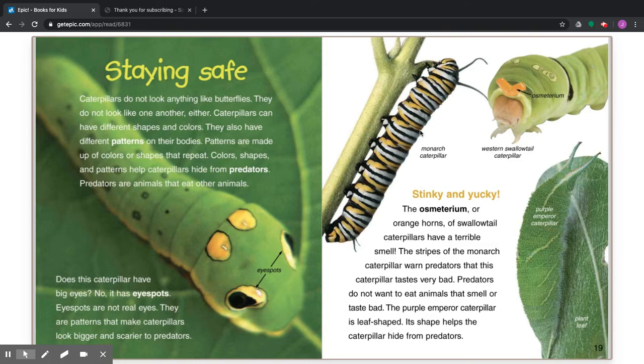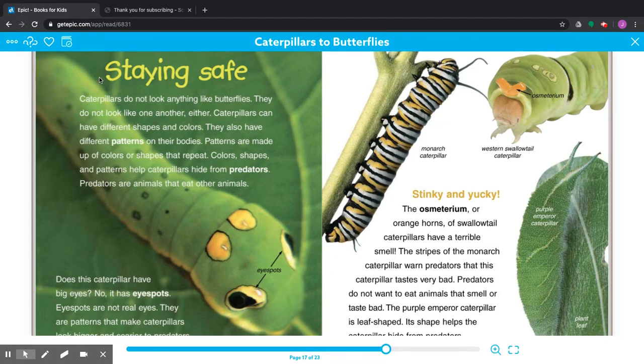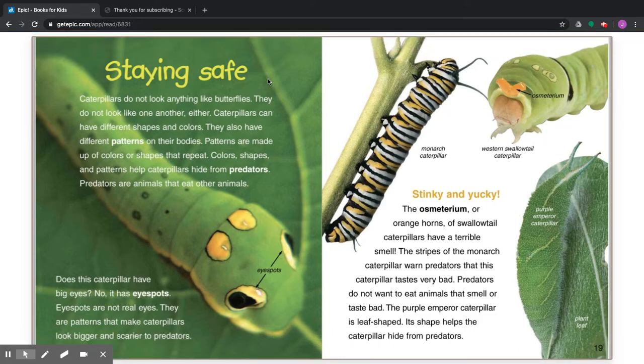Staying safe. So let's think about the header here. Staying safe. What's that gonna mean? Could it mean staying safe from caterpillars? Could it mean how caterpillars stay safe from predators like birds or other animals? Let's read to find out.